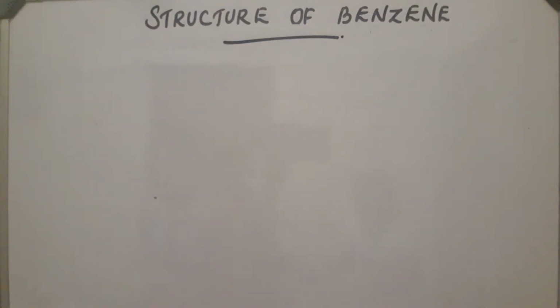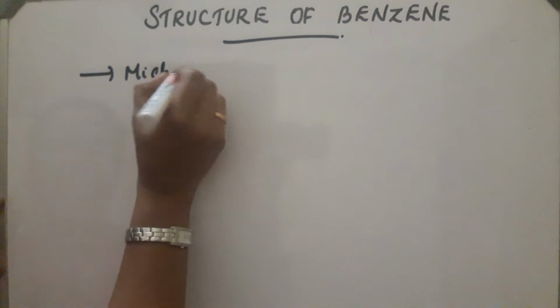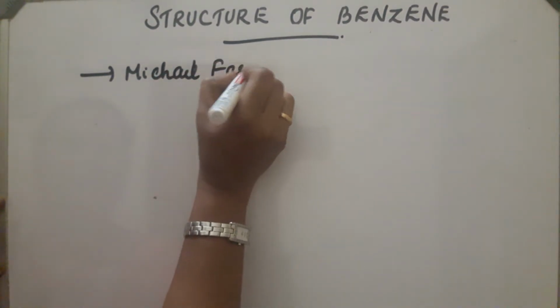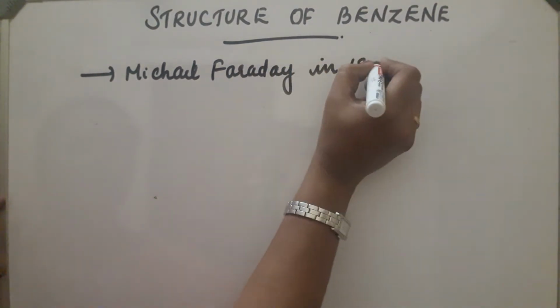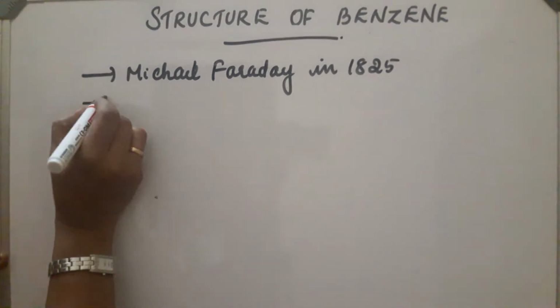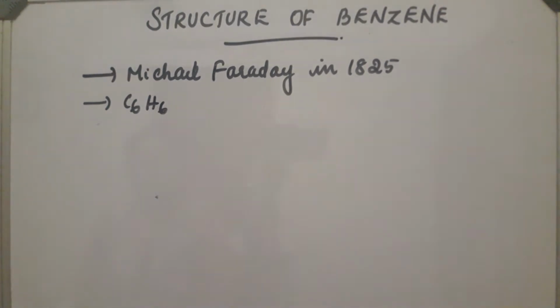Structure of benzene. Benzene was first discovered by Michael Faraday in 1825. The molecular formula of benzene is C6H6. This shows that it is a highly unsaturated compound.